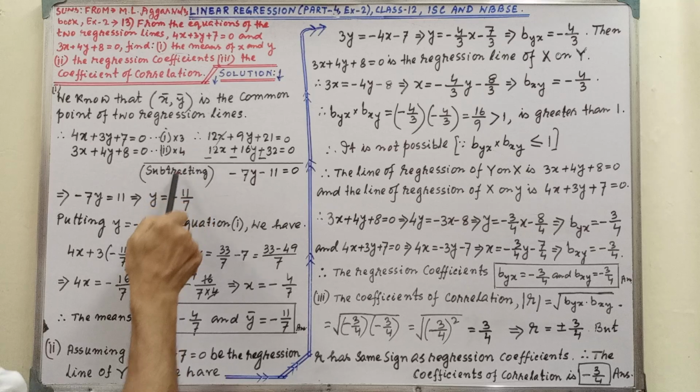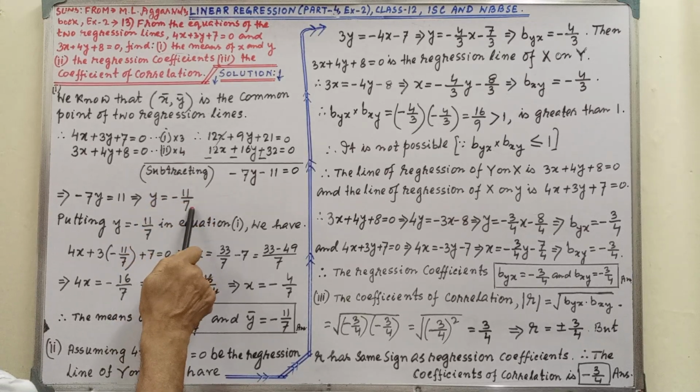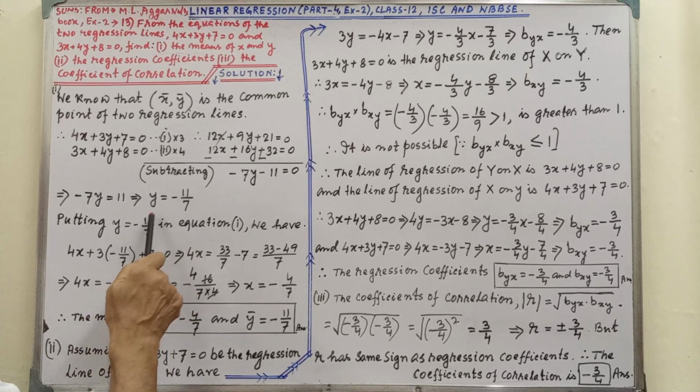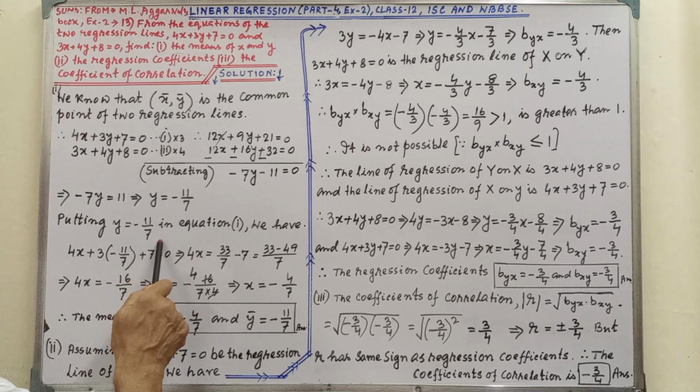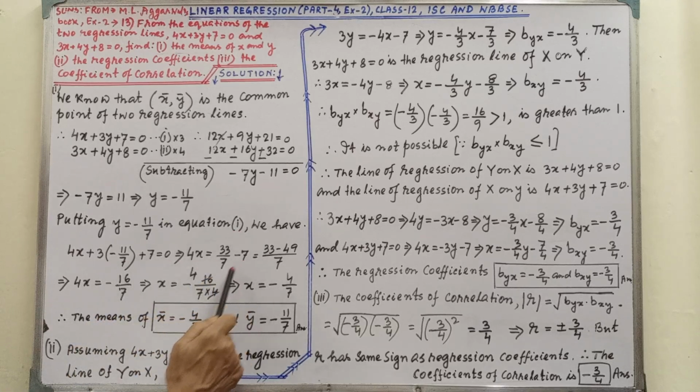By solving simultaneously, we are getting y equal to minus 11 by 7, and putting y equal to minus 11 by 7 in equation 1, we have x equal to minus 4 by 7. Therefore, the mean of x is minus 4 by 7, and the mean of y is minus 11 by 7. So the first part is completed. Now we have to find out the second part, the regression coefficient.